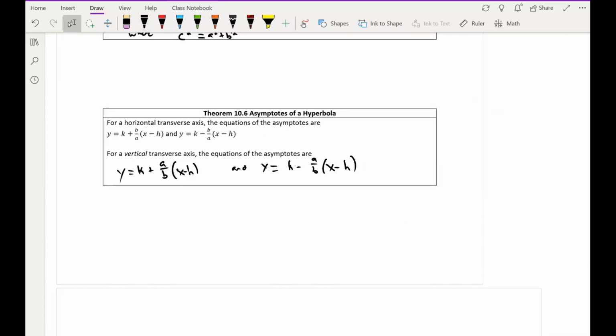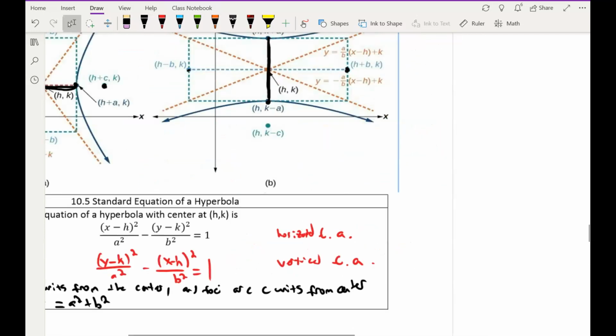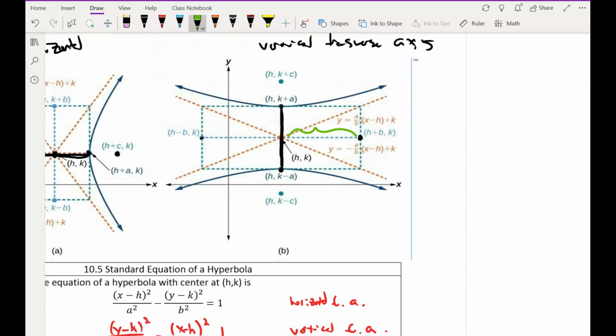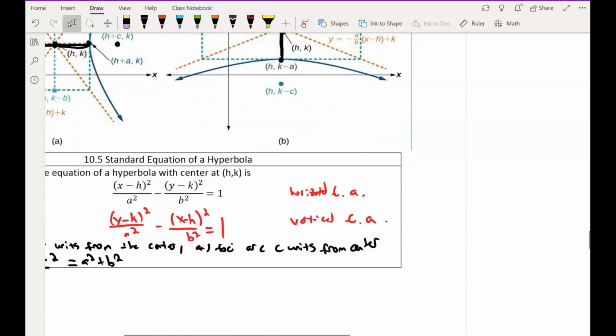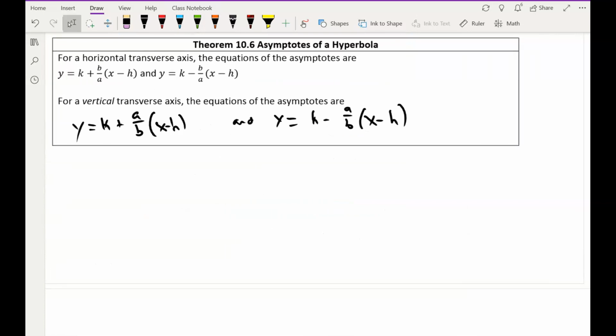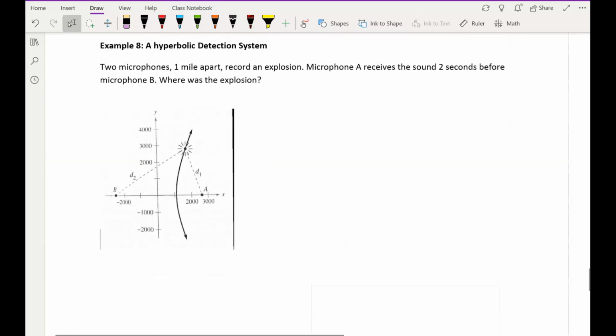Most of the time you're just going to draw that rectangle by plotting those points. This is a distance of b, this is a distance of a. Then from that center point, draw the box and the asymptotes, and then your hyperbola from there. Okay, we'll move on to that some other time.